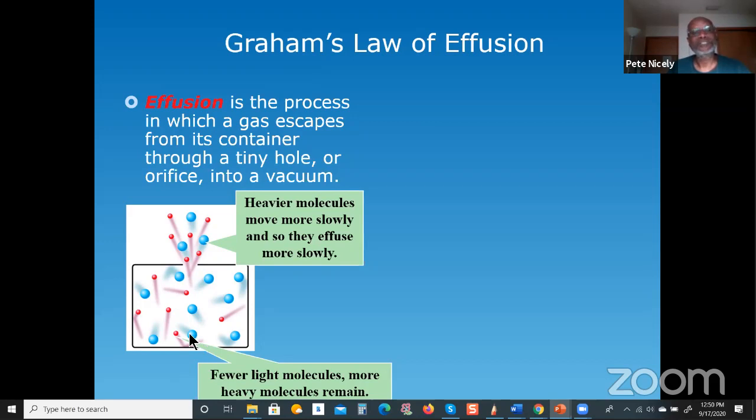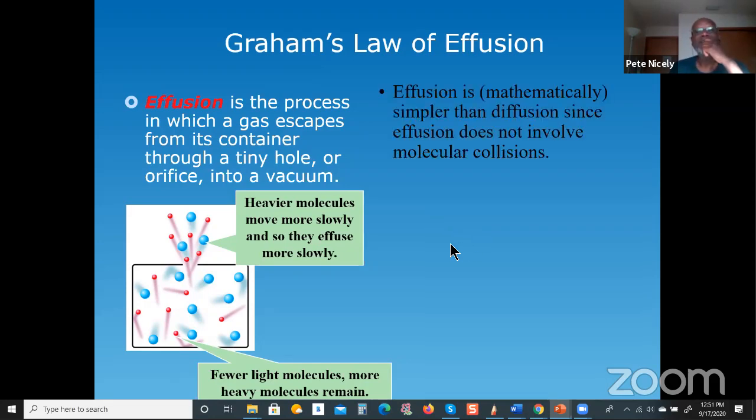And what you're going to notice is that in this particular situation, the heavier molecules will move more slowly, and therefore the rate of them escaping through the hole will be lower compared to the lighter molecules, all right? So the red spheres represent the lighter molecules, the blue spheres represent the heavier molecules, so therefore you'll notice you have more red spheres escaping compared to the blue spheres, which means that in here, you're going to have more of the heavier molecules remaining, all right? Now let's look at the math behind this, right?